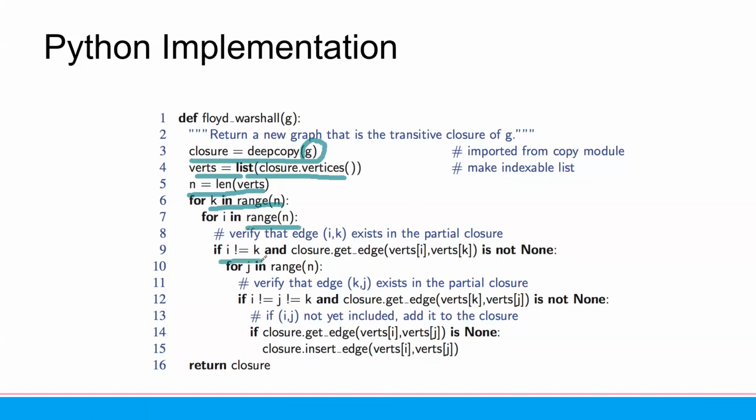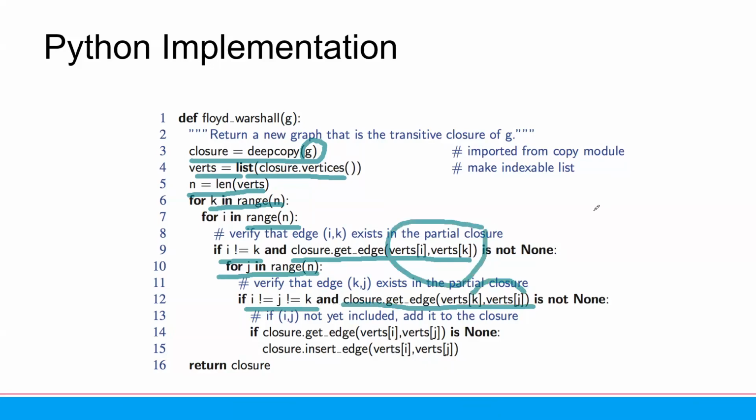And then we need to make a limit. Okay? If i is not equal to k, and then we want to find whether there is an edge between i and k. If there is an edge between i and k, then we will do loop on j. Again, we will check i is not equal to j, and j is not equal to k. So we will check whether there is an edge between k and j.